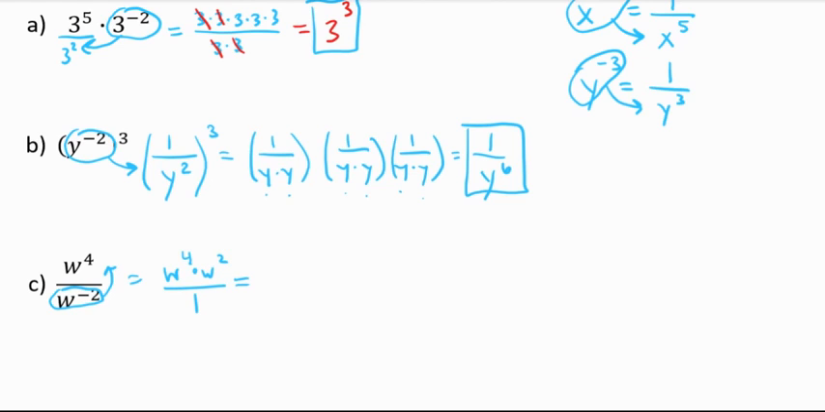And then if I was going to expand this, w to the fourth is w times w times w times w. And then w to the second is w times w. So now I'm just going to count up how many w's. I have w to the 1, 2, 3, 4, 5, 6. And that 1 on the bottom we don't really need because anything divided by 1 is just itself. So w to the 6 would be the final answer.